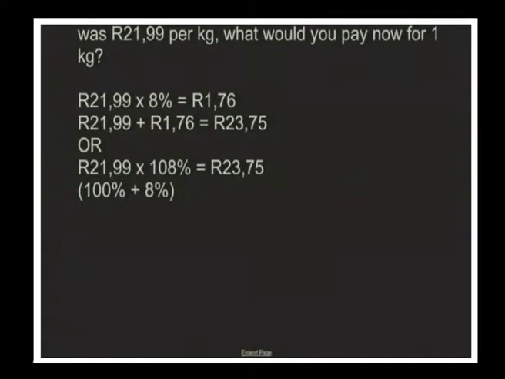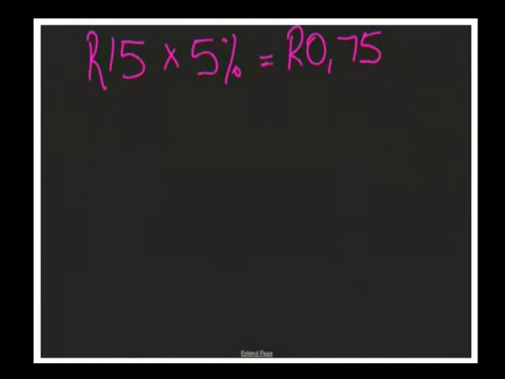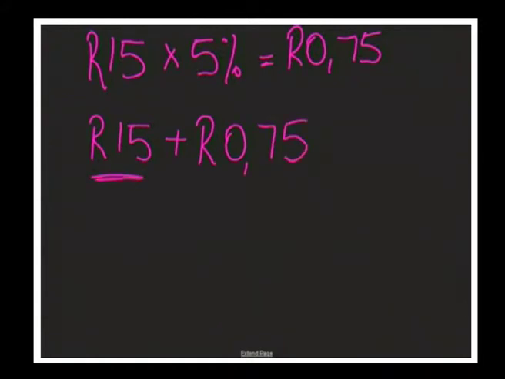Let's move down the page a little bit, see if I can find some more space. Right. We had our 15 Rand. When we multiplied it by 5% and got our 75 cents, we then added the 15 Rand plus the 75 cents. And then we got our answer. This is 100%, and that is my 5%. So in total, what I'm adding here is 105%.